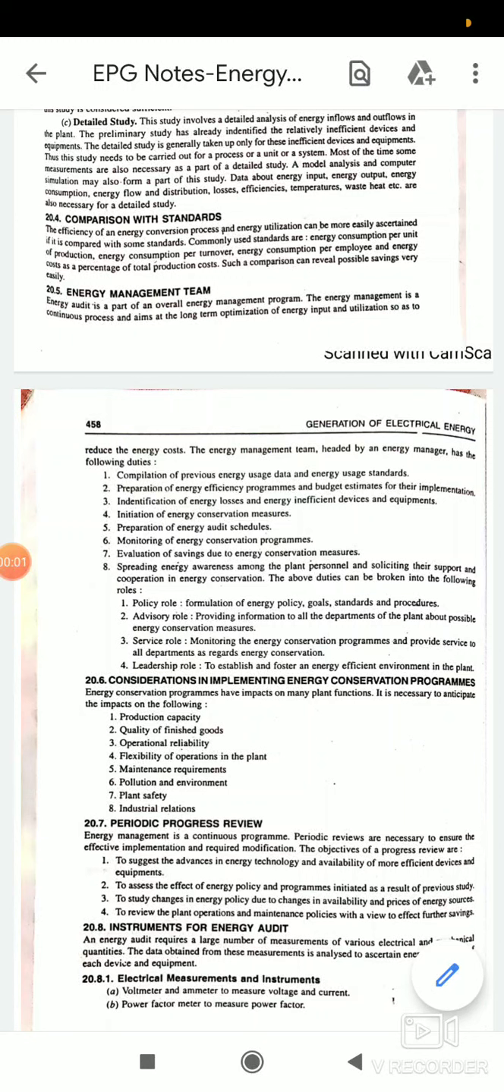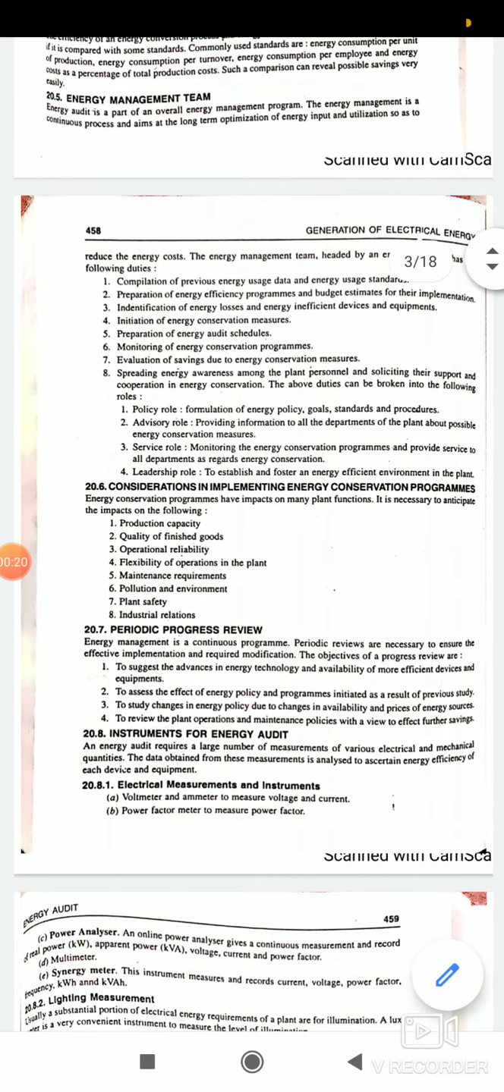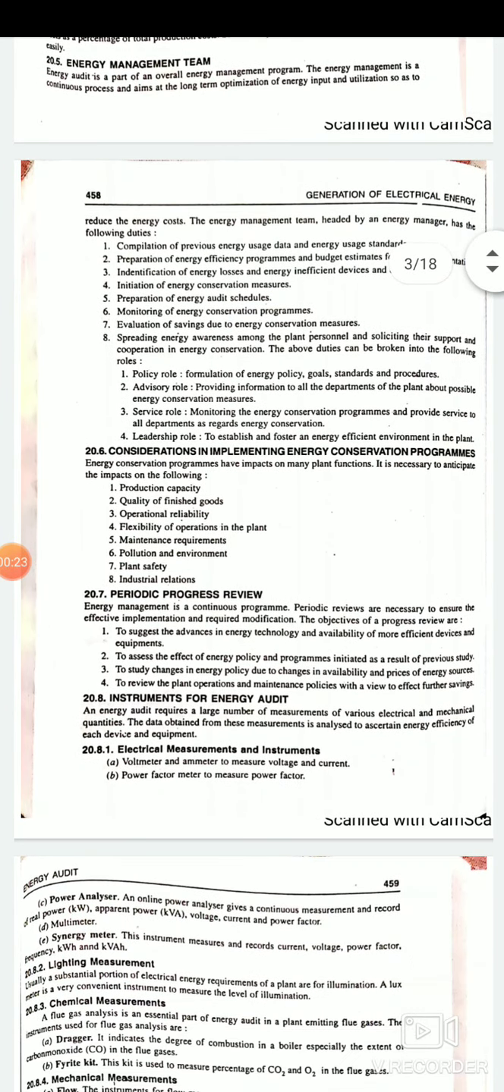Continued in energy audit. Next stage in energy audit is the energy management team. So it is necessary to have a management team that proceeds with the energy audit in a particular plant or in a particular system. Energy audit is a part of an overall energy management program. The energy management is a continuous process and aims at the long-term optimization of the energy input and utilization so as to reduce the energy cost. The energy management team, headed by an energy manager, has the following duties.